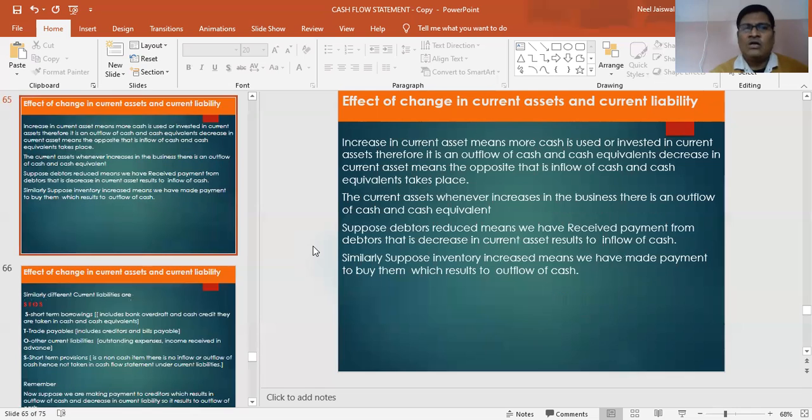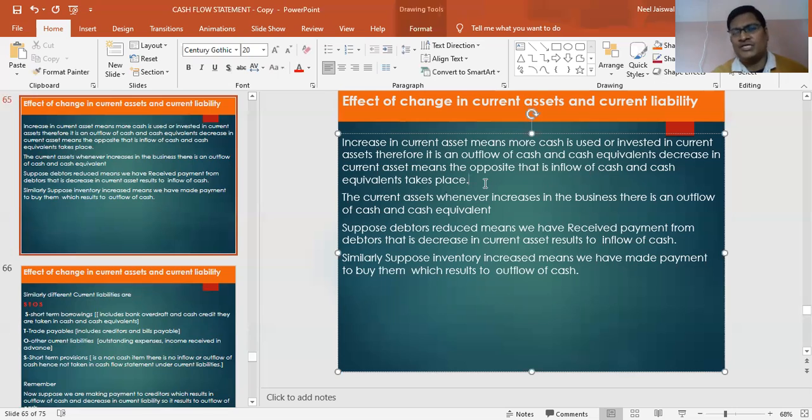Now, the effect of change in current assets and current liabilities. First of all, current assets we will learn. What is the effect of change in current assets? Increase in current assets means more cash is used or invested in assets. Therefore, it is an outflow of cash and cash equivalents. Whereas decrease in current assets means the opposite. That is, inflow of cash and cash equivalent takes place.